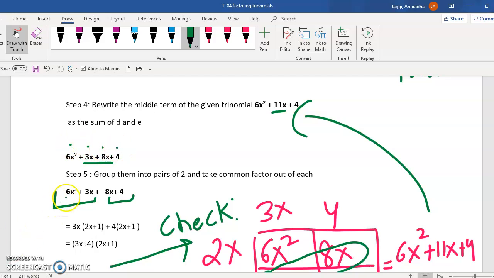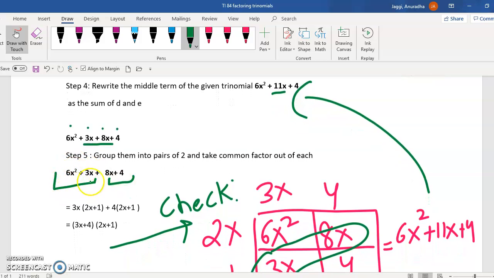You're going to split it into pairs. So the first pair is 6x squared plus 3x, the second pair is 8x plus 4. What are you going to do after that? Of each pair, take the common factor out. The greatest common factor of 3 and 6 is 3. And compare x squared and x, take the smaller of the two exponents. Between x squared and x, which can be written as x to the power 1, 1 is smaller than 2, so you write x outside.